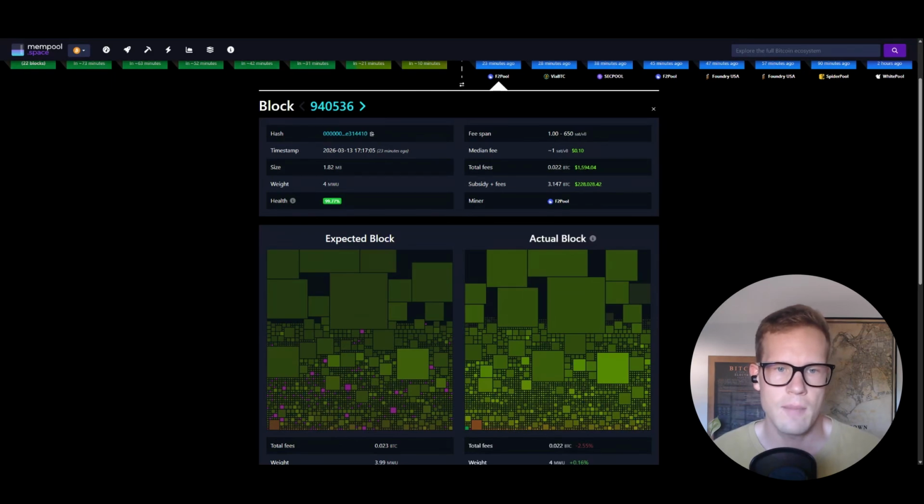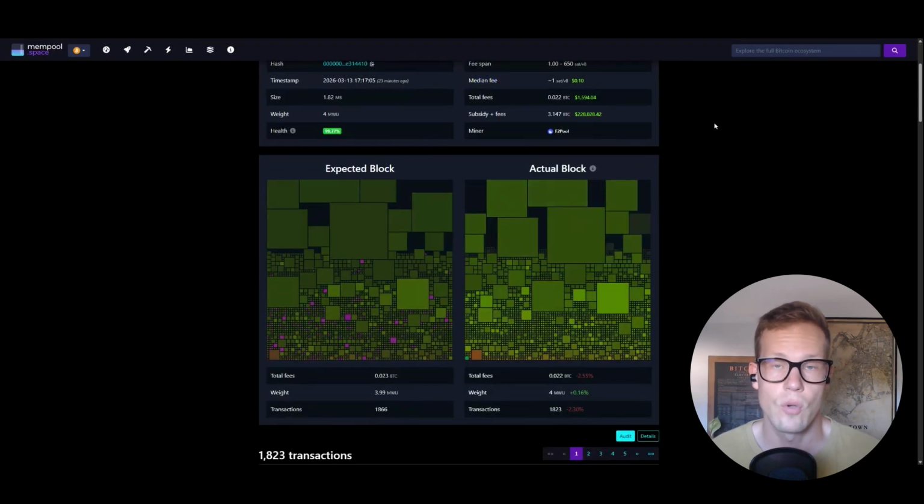We can see the timestamp at which it was mined, so 23 minutes ago. We can see the size, weight, the health, another issue we can get into separately. You can see the fee span here as well. So the lowest fee was 1 sat per vbyte, and the highest fee paid was 650 sats per vbyte. The median was about 1. Currently, fees are very, very low. So make sure that you clean house and consolidate your transactions to avoid high fees later.